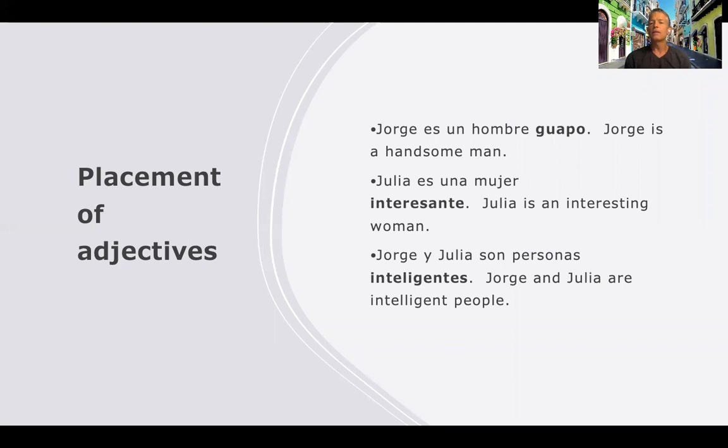Julia es una mujer interesante. Julia is an interesting woman. Jorge y Julia son personas inteligentes. Jorge and Julia are intelligent people. And remember that adjectives have to agree with who they are describing. So we change inteligente to inteligentes.